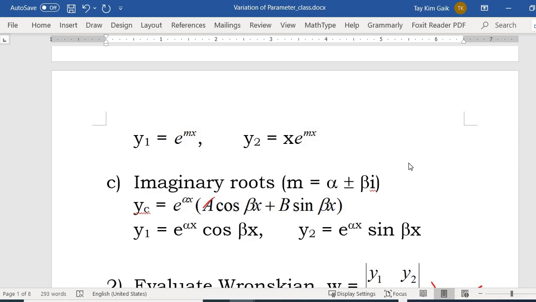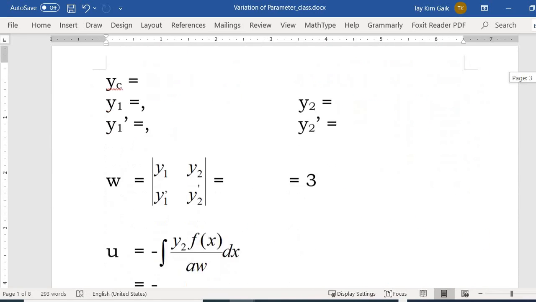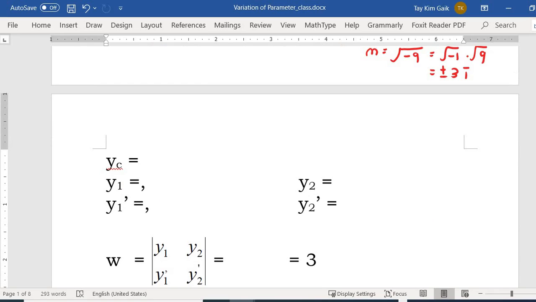Do you have alpha? No. No means alpha is 0. So e to the 0x equal to 1. Beta is what? 3, right? Yes. So you will get A cos 3x plus B sin 3x. This is how you read the table for the homogeneous equations. So in this case, you will get yc is A cos 3x plus B sin 3x.